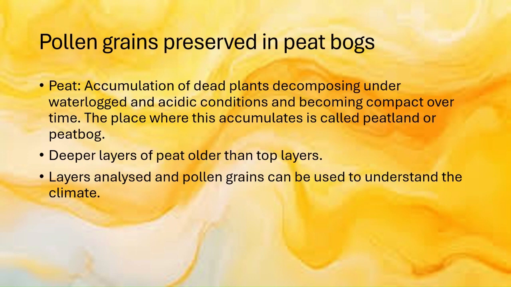Looking at pollen grains preserved in peat bogs. Peat is the accumulation of dead plants decomposing under waterlogged and acidic conditions and becoming compact over time. The place where this accumulates is called peatland or a peat bog. Deeper layers of peat are older than top layers. So the layers can be analyzed and pollen grains can be studied to understand the climate at the time. Different pollen grains found at different layers of peat can be traced back to really specific plant species, and those plant species can give you a rough estimate of what kind of climate was present at that time. So this is another way that you can understand how the climate has changed over the years.